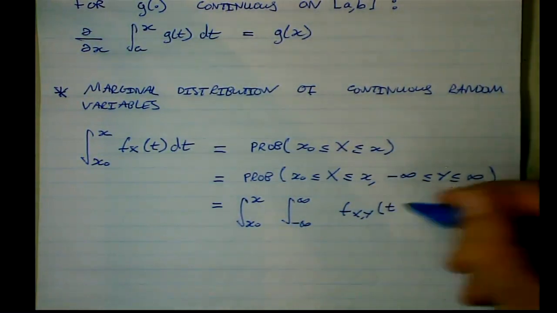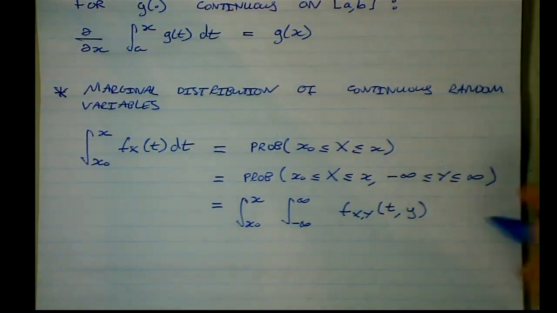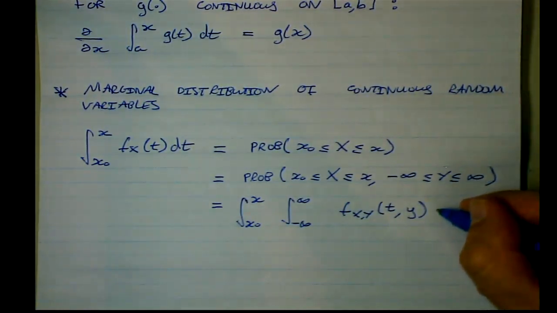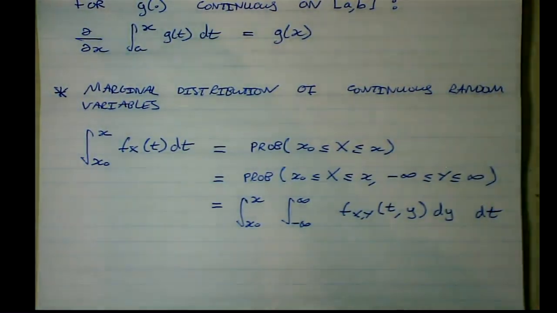I'm going to integrate x with respect to t, so I'm going to put a t there. I'm going to put a y there. Here we're going to have a dy. Here we're going to have a dt. Right. So all I'm doing is, if this were discrete, I'm just summing up all the values of x between x0 and small x, and all the values of y. It's not discrete, so I'm integrating instead. Yep, that's what gives me that probability.